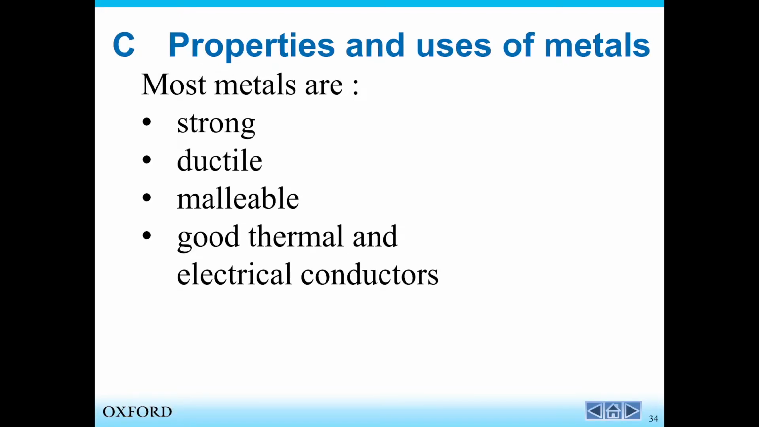In this video, we're going to wrap up this topic, chapter 30.4. So here, what are the properties and uses of metals? Most metals are known to be strong, ductile, malleable, and good thermal and electrical conductors.